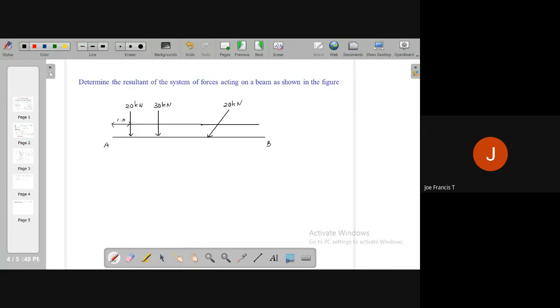Take everything in meters. This is again 1.5. This is 3. This is 3 meters.